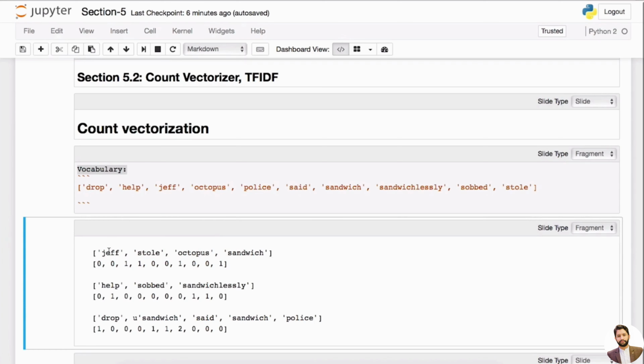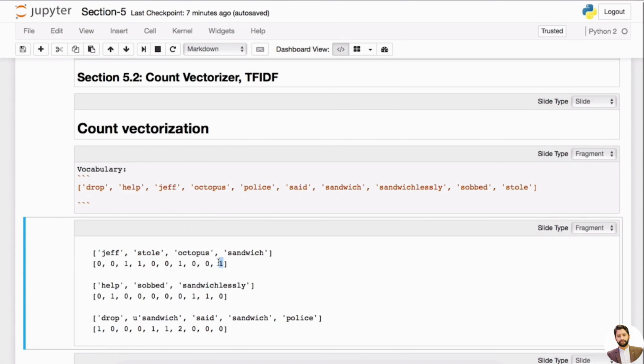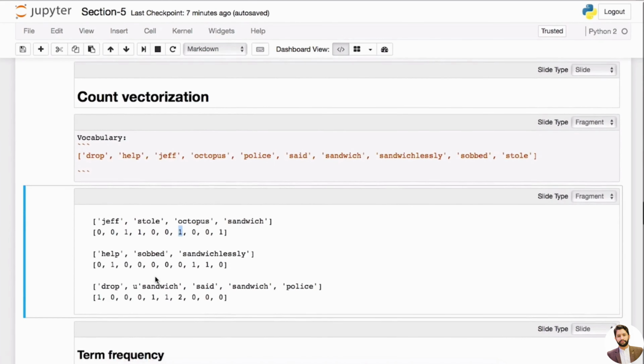So whenever we see Jeff, the third position will have one addition. We can actually do counting of the frequency of the words. Still is the last one, so therefore we're adding one to this. And octopus is the fourth one, so we're adding it in here. And then sandwich is this one. So this is the concept of bag of words.